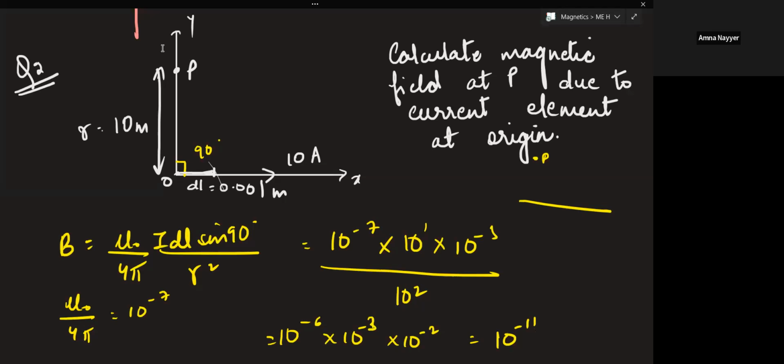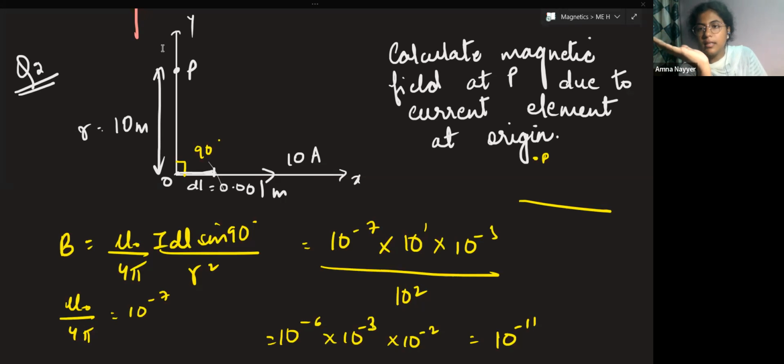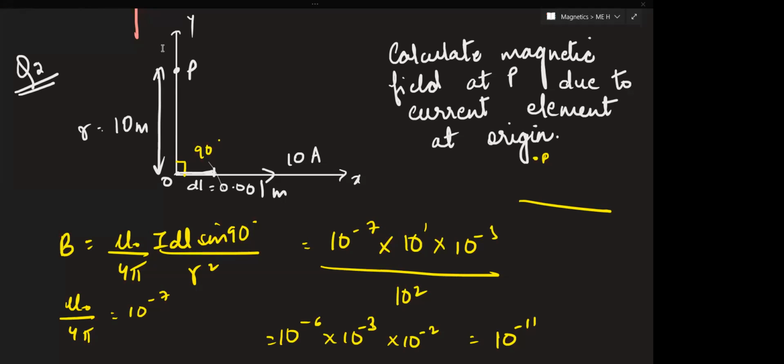Direction is very simple. This is the DL, the current element. This is the position. Point P is located there. Curl your fingers towards point P. Thumb gives you the direction of the magnetic field. Understood? This is the direction of current. Now, if you curl it towards P point, the thumb is leading outwards. Outwards is your K cap.